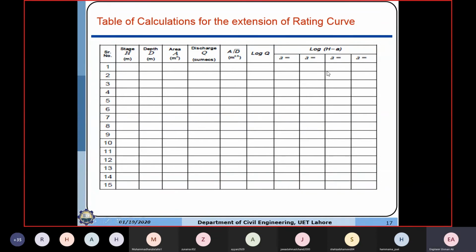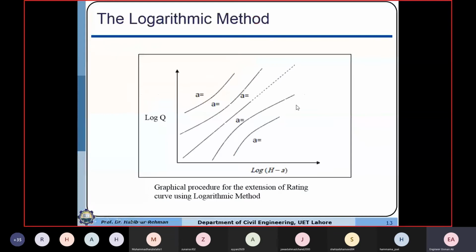Now, what is the methodology in this? So first step is find log of Q. Second step is assuming various values of A from 0.1 to 0.5, find out log of H minus A, and then plot log of Q versus log of H minus A. So if you see this diagram, these are the various plots of log of Q and log of H minus A for various values of A.